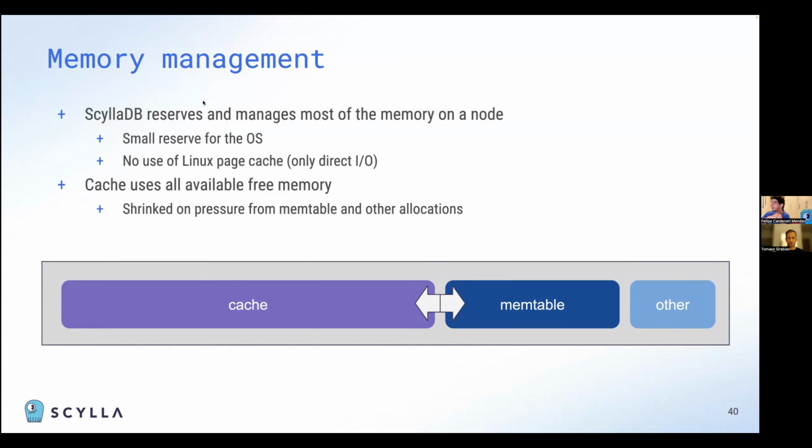And we don't use Linux page cache at all in Scylla. We want to dedicate most of the memory on the node to our cache. So Scylla reserves most of the memory on the node, leaving only some small reserve for the operating system, things like socket buffers and other stuff. But most of the memory is managed inside Scylla, and most of that memory goes to the cache. And this cache grows automatically and shrinks automatically when there is internal pressure for memory from Scylla.